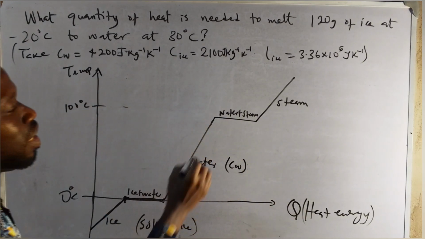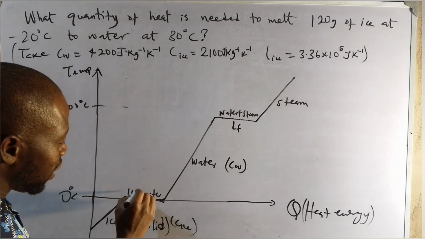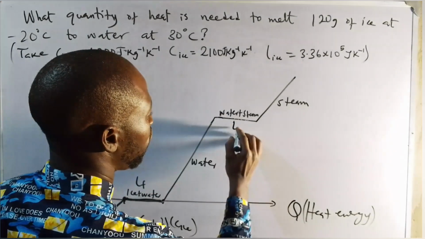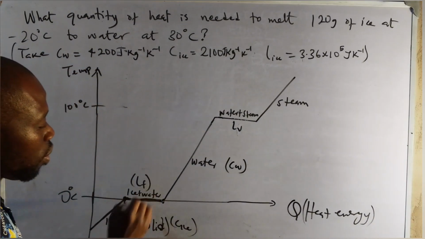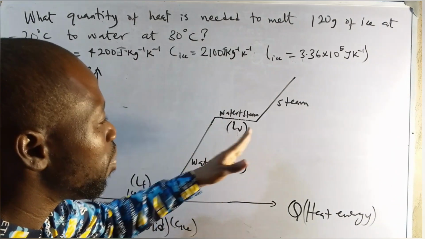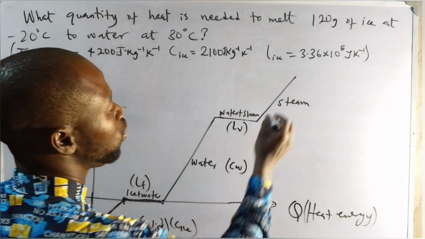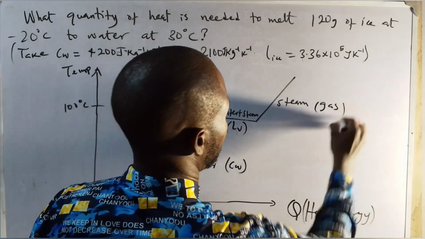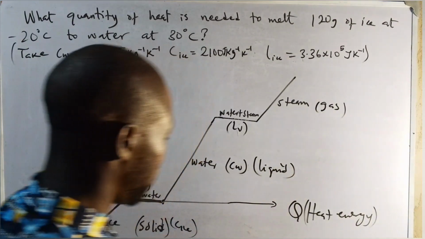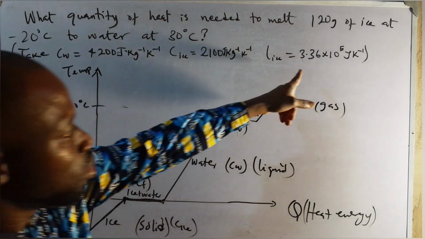Once it gets to 100, here is latent heat. This is latent heat of fusion. This is latent heat of vaporization. So the latent heat of vaporization will begin to break the intermolecular force of the water. Once it finishes breaking, temperature will begin to increase again. Water will now change to gas, steam. This is the liquid state, and this is the gaseous state. So this is how water changes from solid to gas.